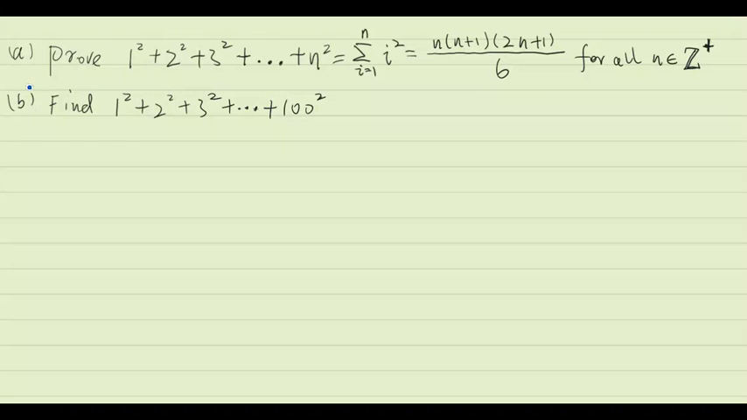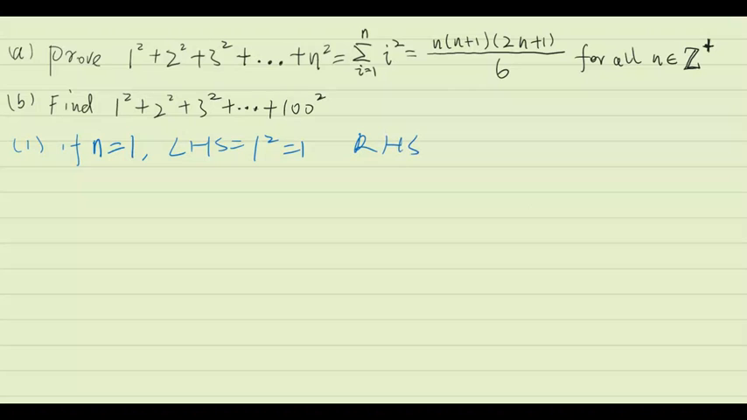Now let's start. First, we need to prove that this equation is satisfied. Firstly, we set n equal to 1. When n equals 1, the left-hand side will be 1 squared, equal to 1. Now let's see the right-hand side.